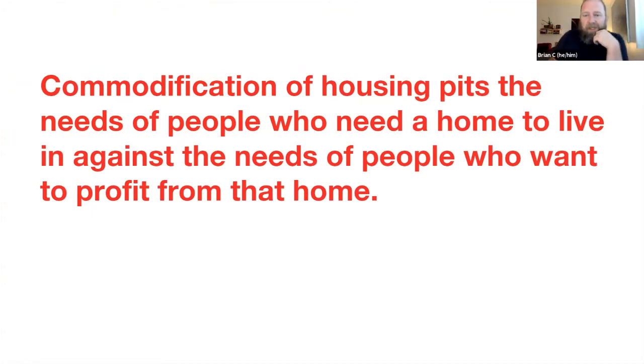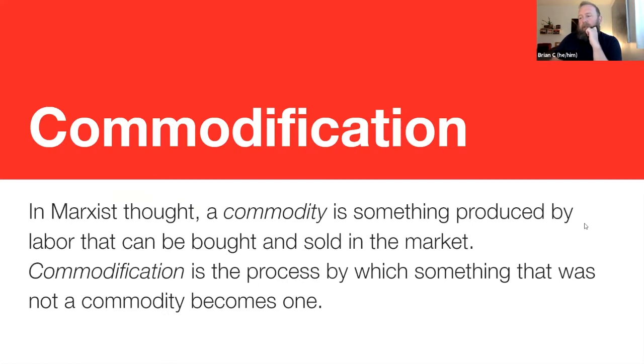The commodification of housing pits the needs of people who need a home to live in against the needs of people who want to profit from that home. And when we're talking about commodification as socialists, we have a really specific meaning of that. In Marxist thought, a commodity is something produced by labor that can be bought and sold in the market. Commodification is the process by which something that was not a commodity becomes one.